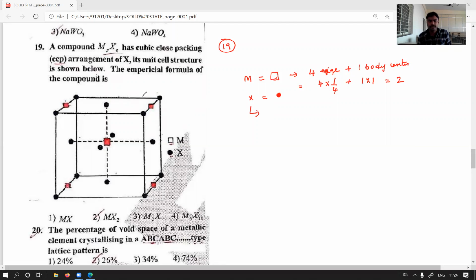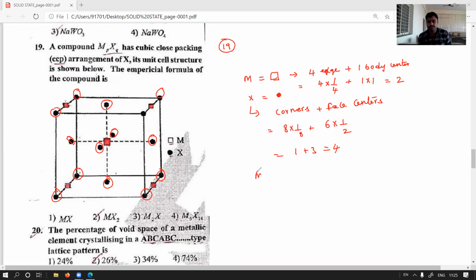Now let's see X. The X atoms are present at corners, these all are the corners, as well as face centers. How many face centers are present? 6 face centers are present. So 8 corners, each contribution is 1/8, which gives 1. 6 face centers, each contribution is 1/2, which gives 3. 1 plus 3 equals 4.